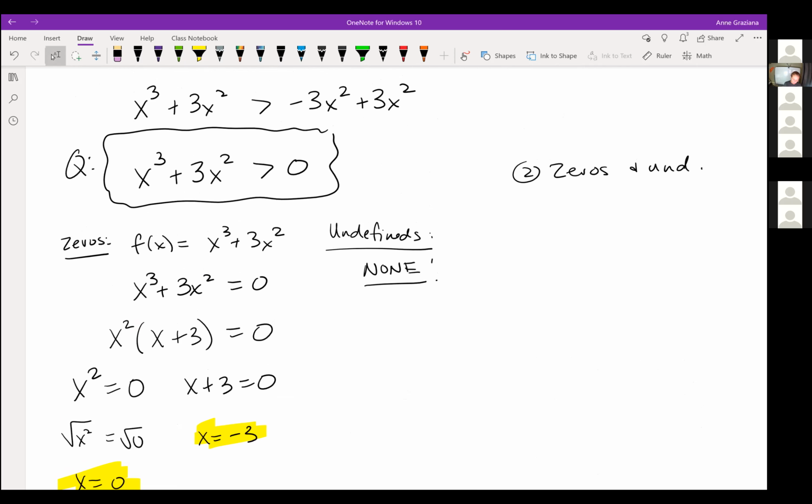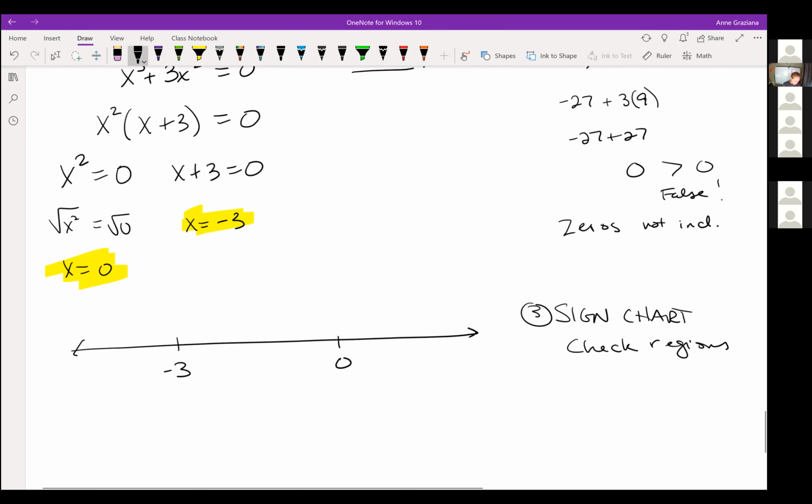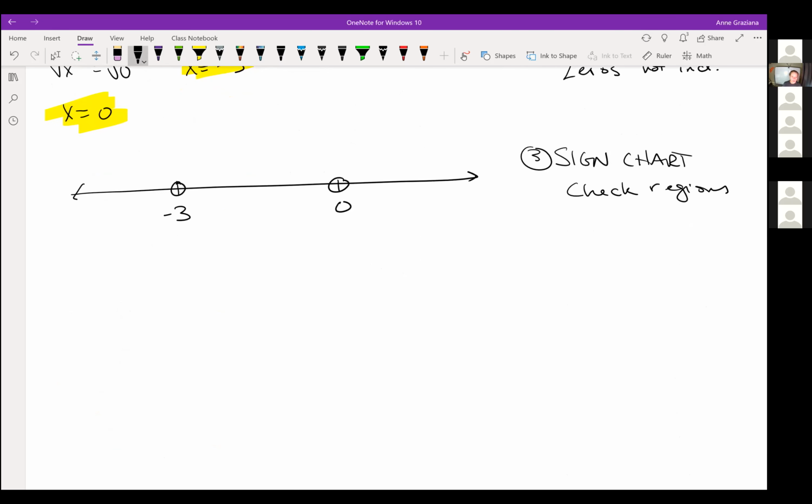Again, just to check, if I plug in -3 because it's more interesting, I end up getting -27 plus 3 times 9, which is -27 plus 27, which is 0, and is 0 greater than 0? False. So zeros are not included. I'm going to put open circles here so I don't forget. And here's region 1, region 2, region 3.